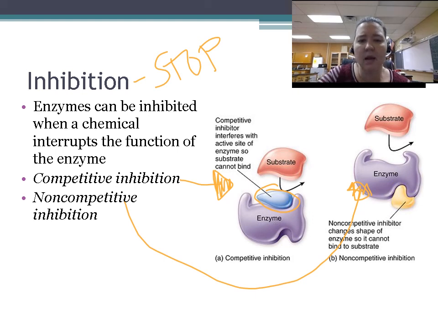Whoever wins, wins. In non-competitive inhibition, some other molecule fits into another site on the enzyme. What that does is, you can see it actually changed the active site, so the substrate now can't bind. Either way, the substrate can't get to the active site, but it depends on whether something is blocking it directly or indirectly. And like I said, this is where a lot of medications come into play.